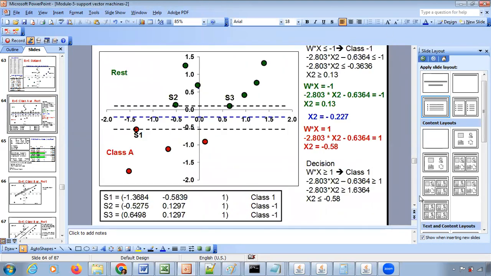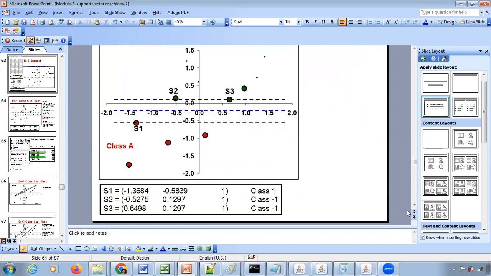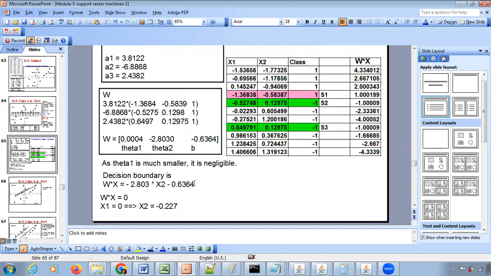Okay, so this is just for interest that we did all these details. The only thing that we need to remember is that this is not the only problem, this is just class A versus rest. The main thing we need to remember here is this w times x for class A versus rest, the decision boundary for class A versus rest. Similarly, we have to find decision boundaries w times x for class B versus rest and class C versus rest. So that should be our focus.